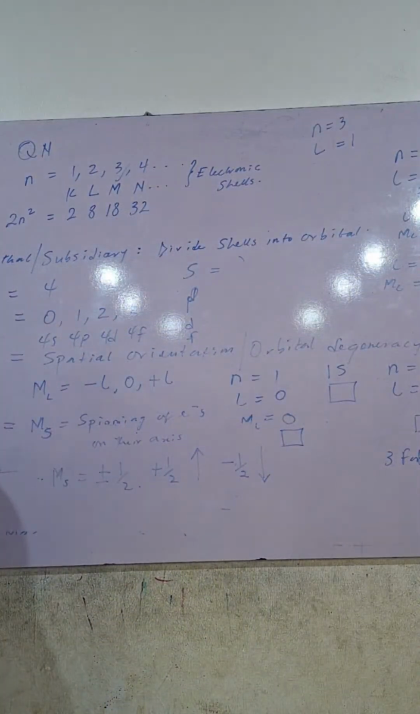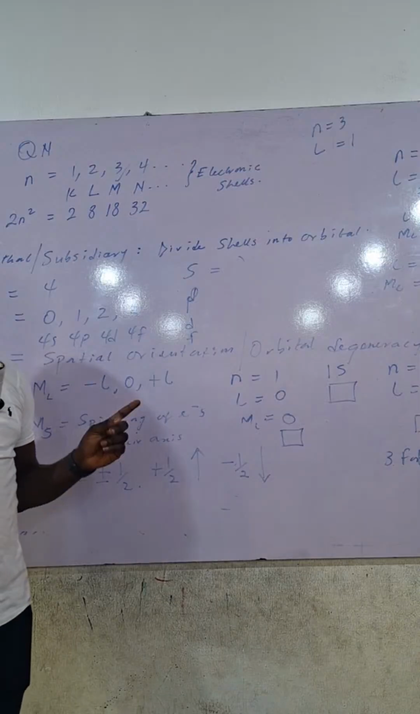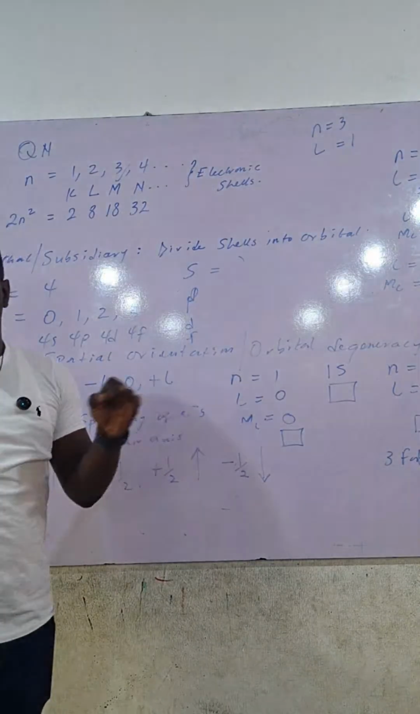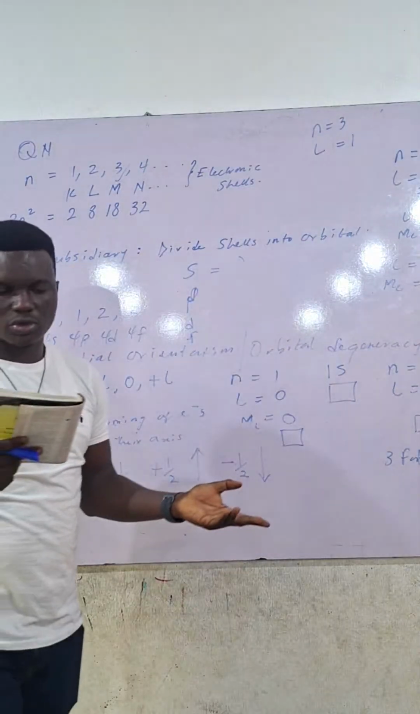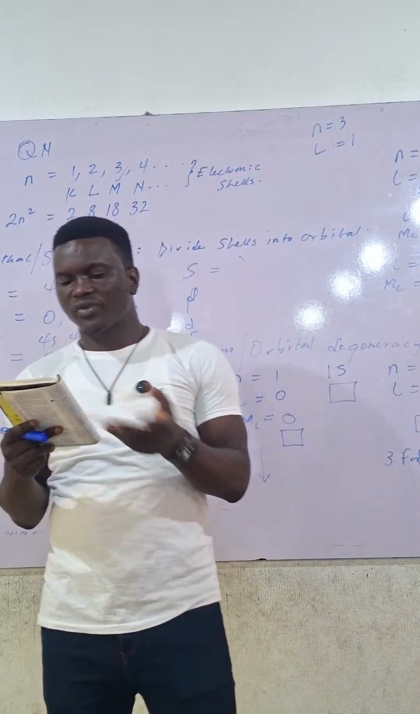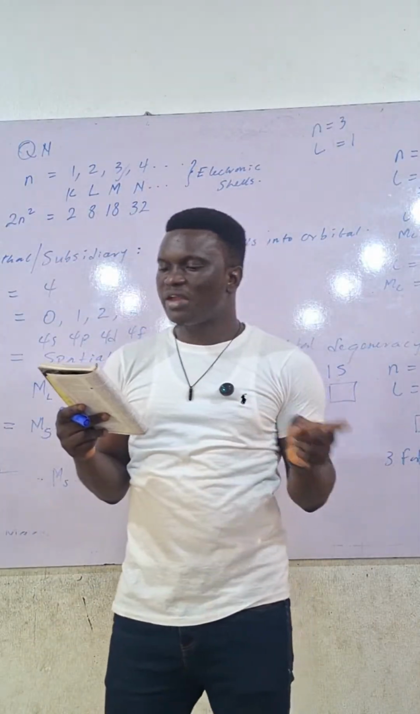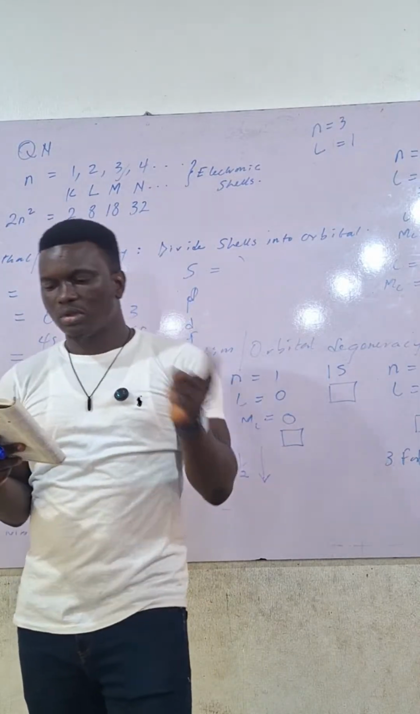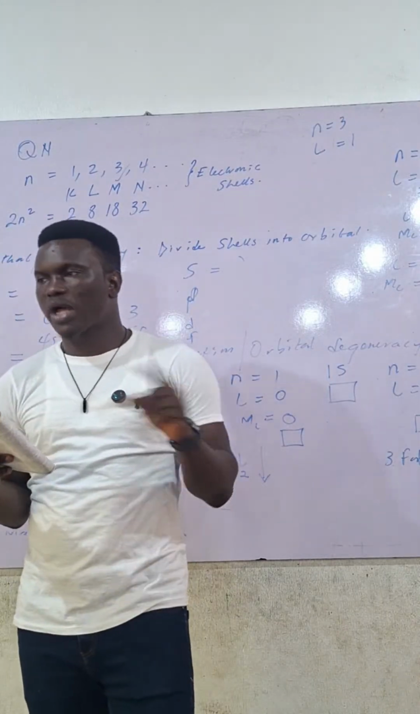Roman figure 4. It has m sub l values of -1, 0, and 1. True or false? True. Then Roman figure 5. It has m sub l values of -2, -1, 0, 1, and 2.